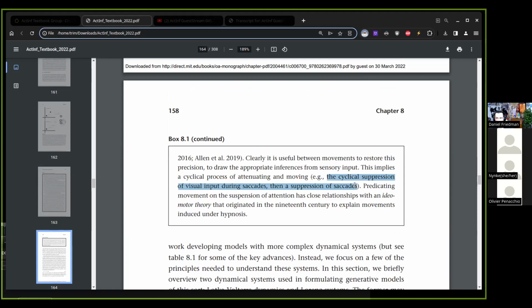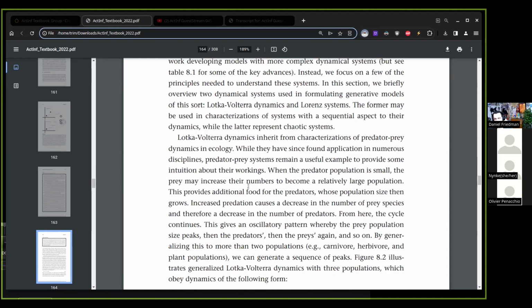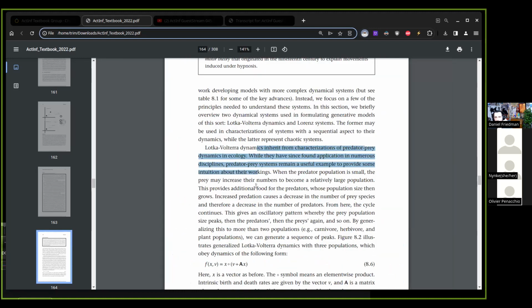And here's the cyclical precision. And this has been associated heavily with differences in the neurophysiology of vision. Okay. Again, just raise your hand or write anything in the chat if you want.